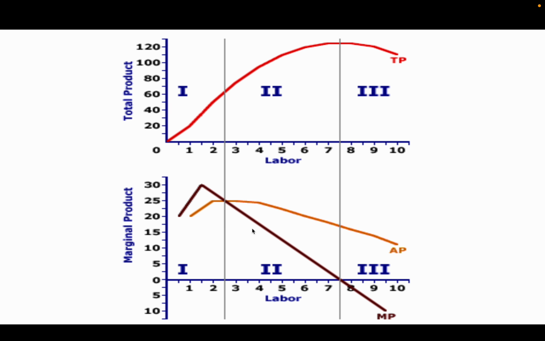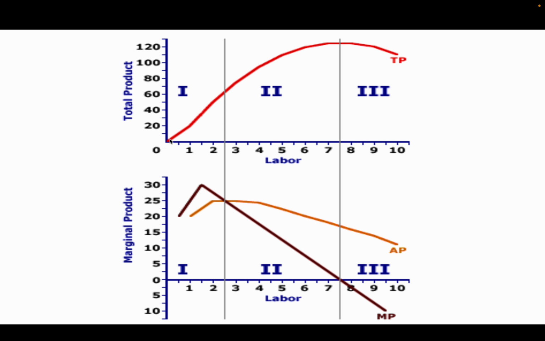Be going over the production function. The production function just measures how much product we can produce with the amount of labor or inputs. So what we can produce based on how much labor we have. This is the general function.